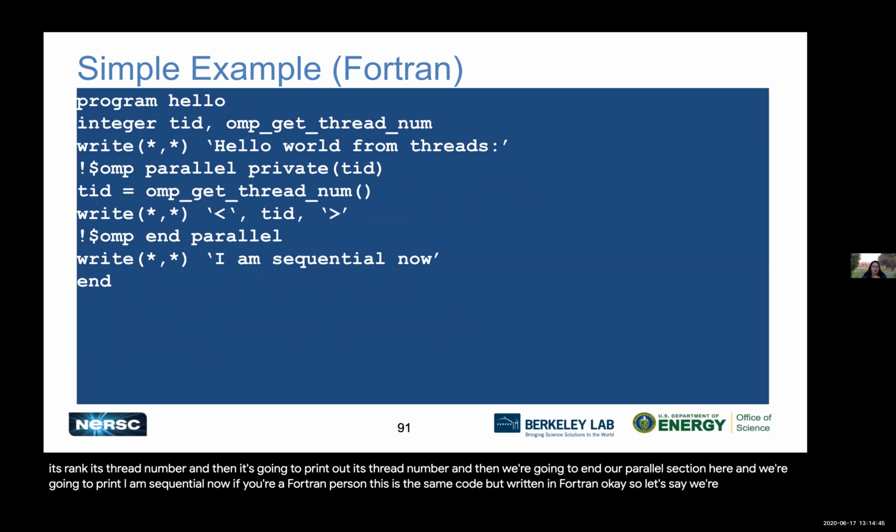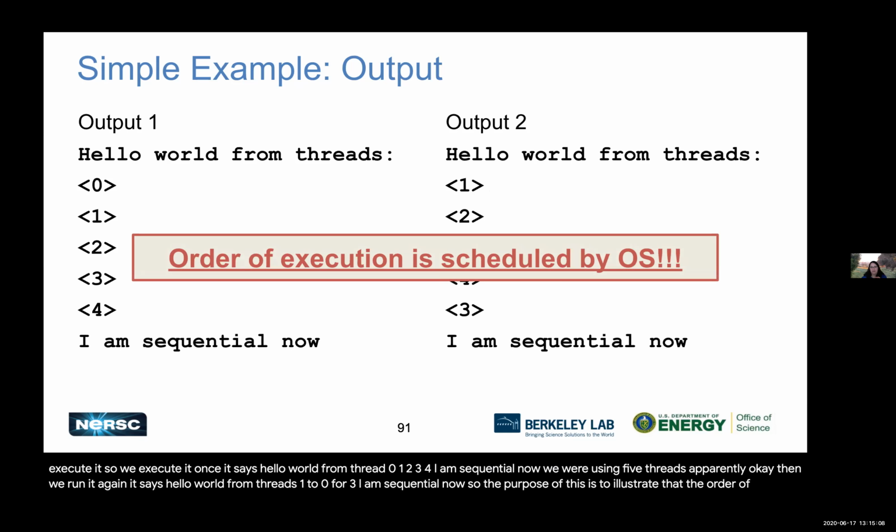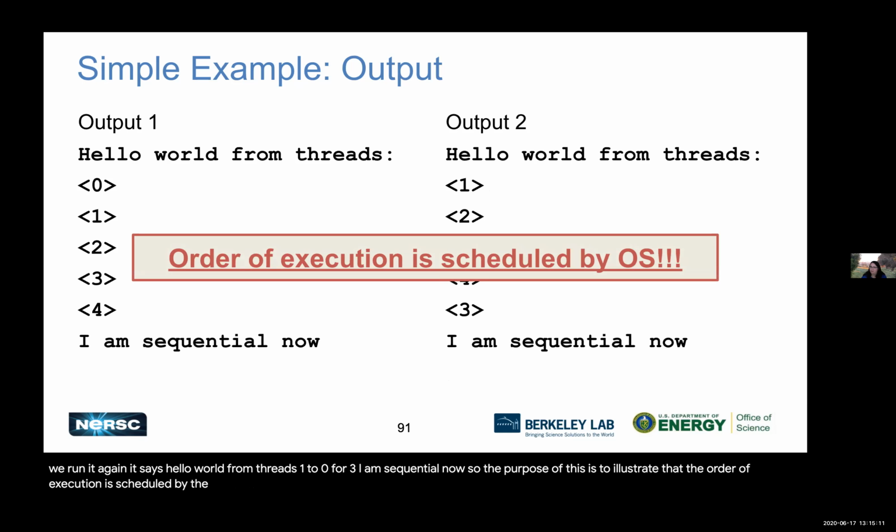Okay, so let's say we're going to execute it. So we execute it once. It says hello world from threads 0, 1, 2, 3, 4. I am sequential now. We're using 5 threads apparently. Okay, then we run it again. It says hello world from threads 1, 2, 0, 4, 3. I am sequential now. So the purpose of this is to illustrate that the order of execution is scheduled by the operating system. So these threads are parallel. So you should never try to count on threads executing in a particular order, because the operating system will schedule them.